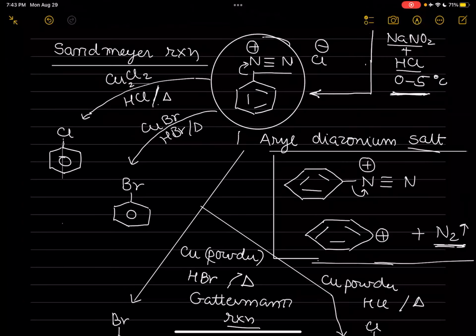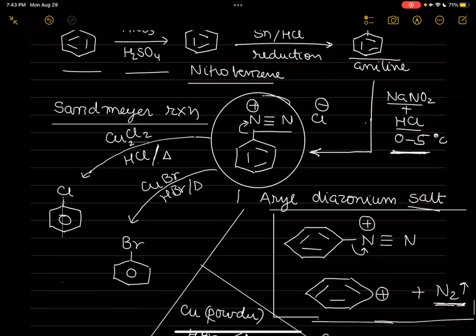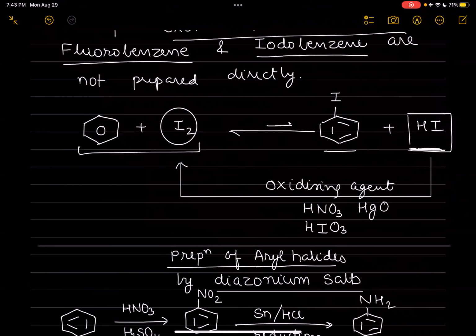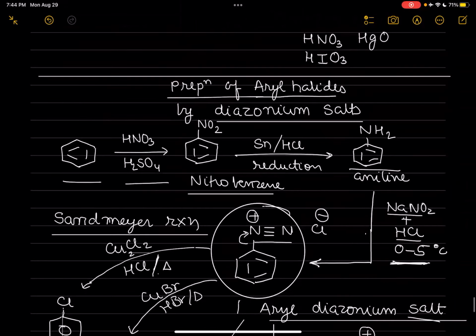But the main advantage of this process is to prepare fluorobenzene and iodobenzene. Because chlorobenzene, we are not able to prepare directly. Because if you take chlorine, you can't control the reaction, the whole reaction mixture will blow away. Okay. So the main advantage is for the preparation of fluoro and iodobenzene, right?